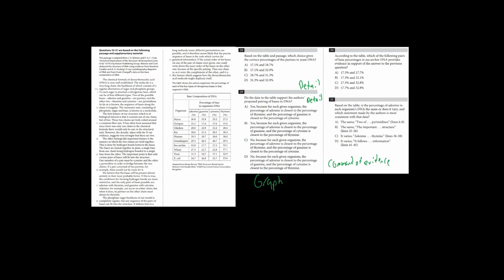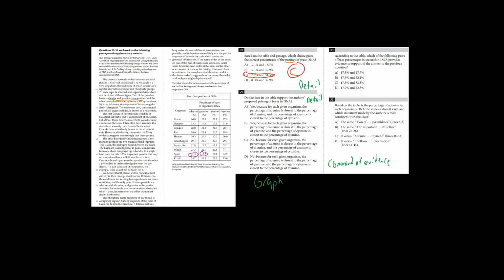So let's go ahead and read number 28. It says, based on the table and passage, which choice gives the correct percentages of the purines in yeast DNA? So first we have to identify what the purines are, and if you go ahead and look at line 6 to 7, it tells us that the purines are adenine and guanine. So we're going to go ahead and look at yeast in the table, with adenine and guanine, which is 31.3 and 18.7. So we go ahead and find the answer. That's letter choice C. So number 28 is letter choice C.